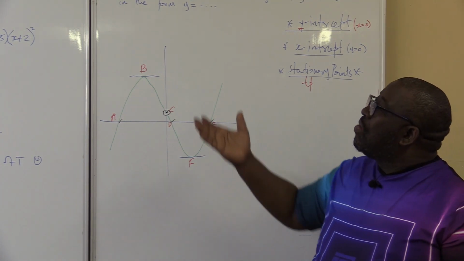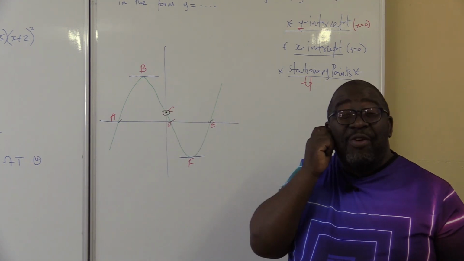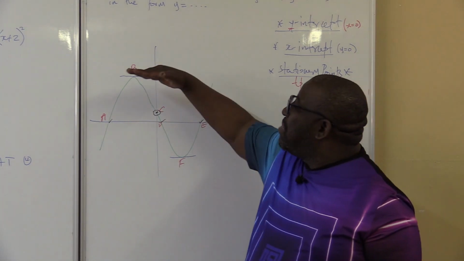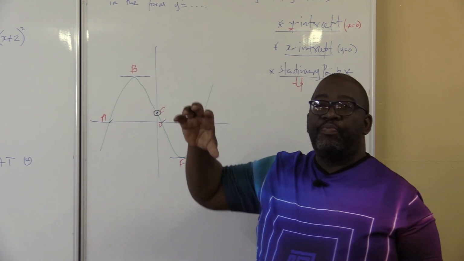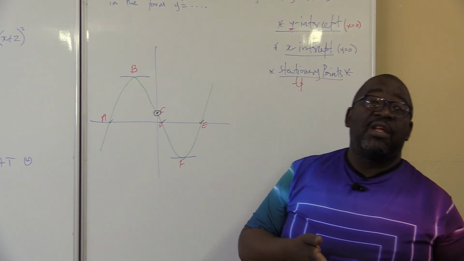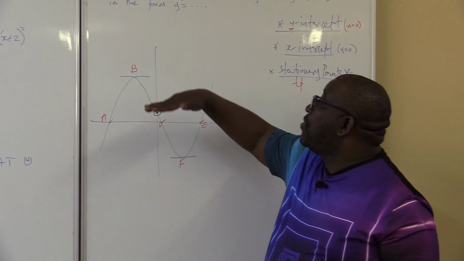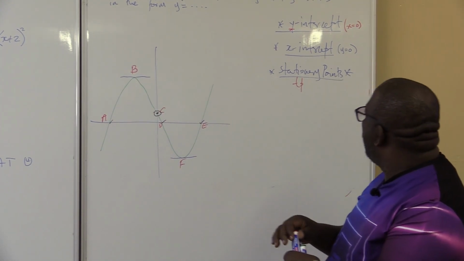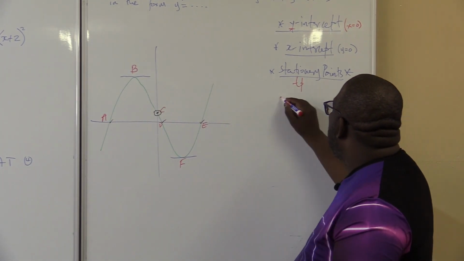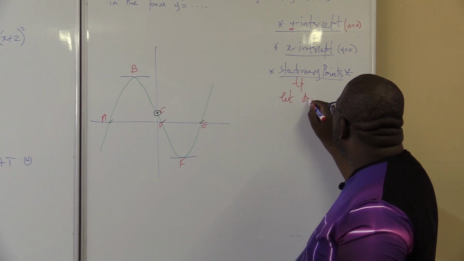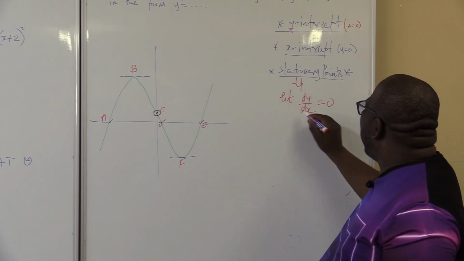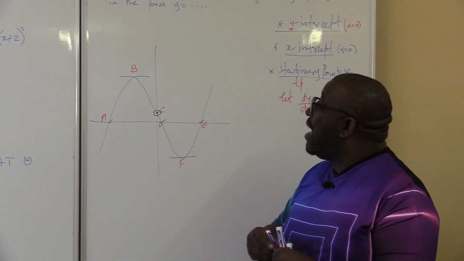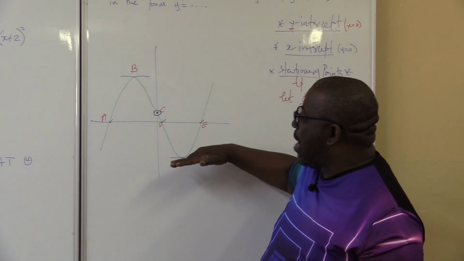Now, what brings this to calculus? Calculus is the study of gradient, and we know something about the gradient at this point. What is the gradient here? It is 0. What is the gradient? It is the derivative. So when we're looking for this point, you let your dy/dx be equal to 0. I'm letting my gradient be 0 because I know that at this point there is no gradient.